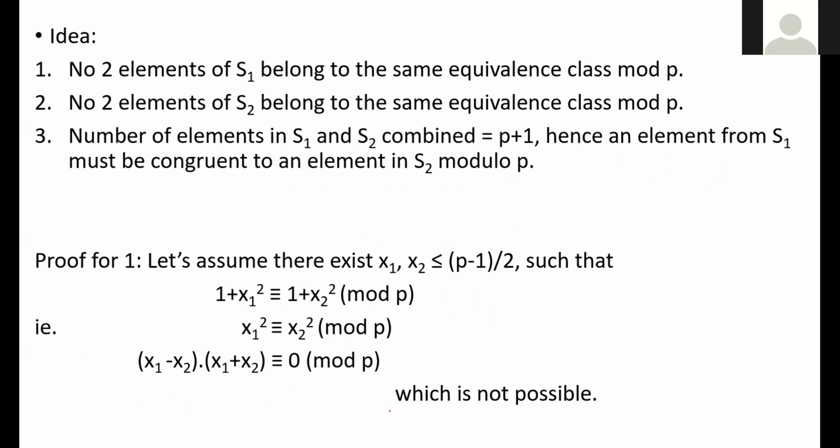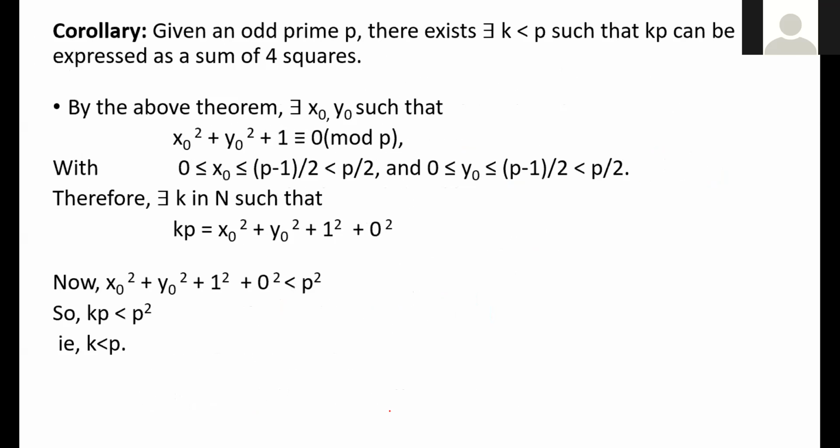So these were the observations that we made and the proofs. A corollary of this is that given any odd prime P, there exists some K strictly less than P such that Kp can be expressed as a sum of four squares. Why odd prime? The only even prime is 2, and 2 can be expressed as 1 square plus 1 square plus 0 square plus 0 square. So we are just going to talk about the odd primes here.